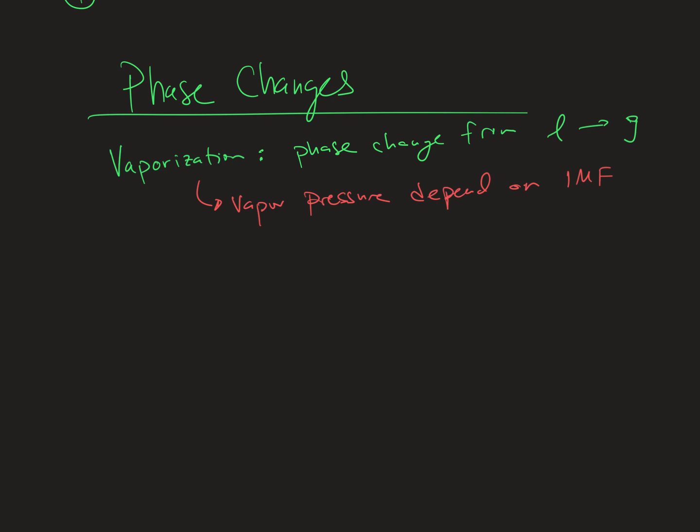So if we have two liquids, one has a higher intermolecular force, which one is going to vaporize easier? The one that has a lower intermolecular force, right? It's just like boiling point, right? Vaporization is basically the boiling point, kind of, right? Well, not exactly, but so if it has a higher intermolecular forces, it's going to have a higher vapor pressure.